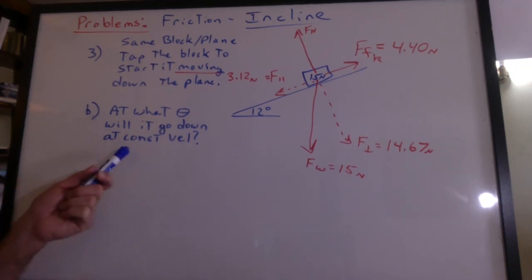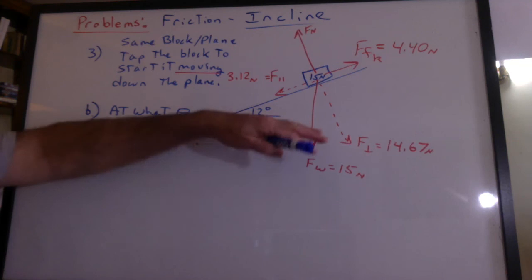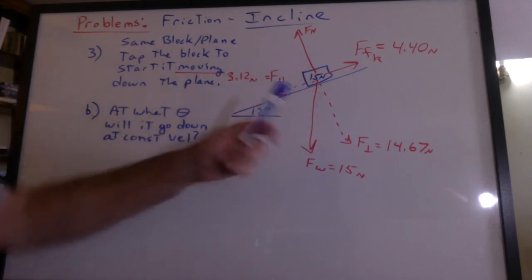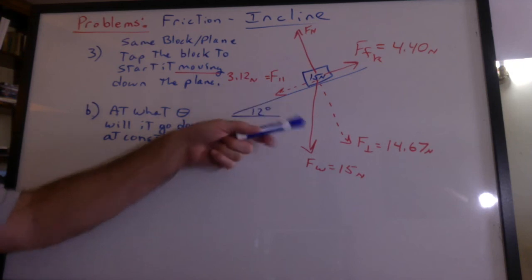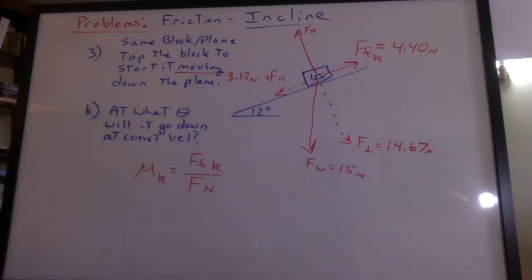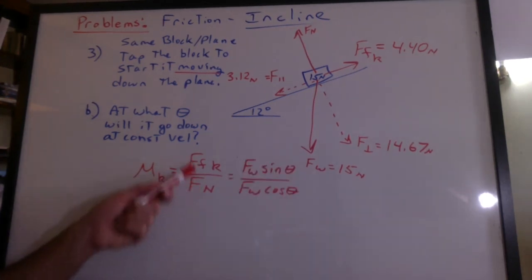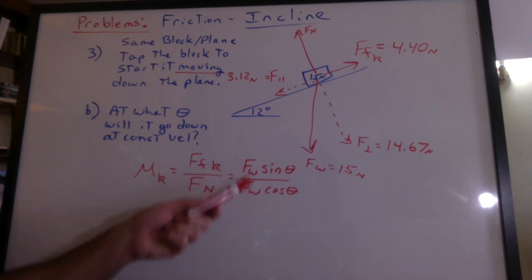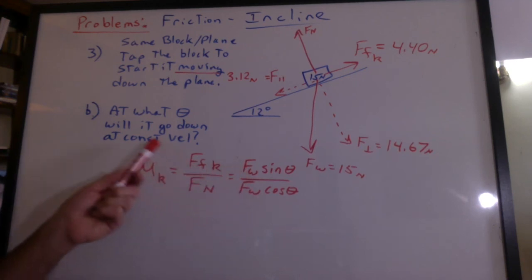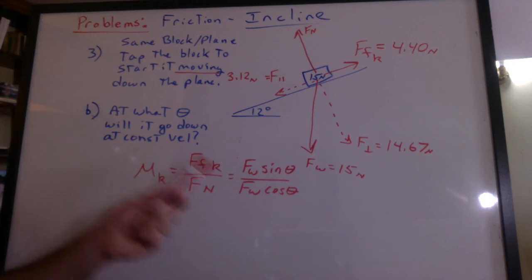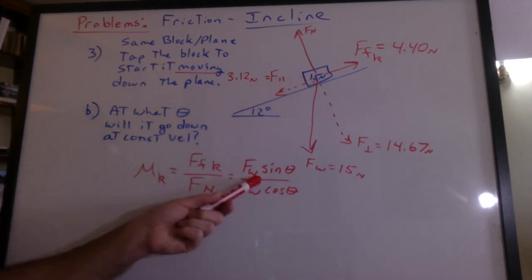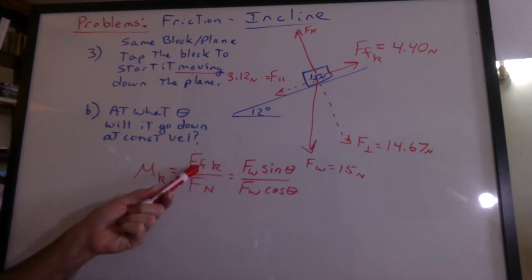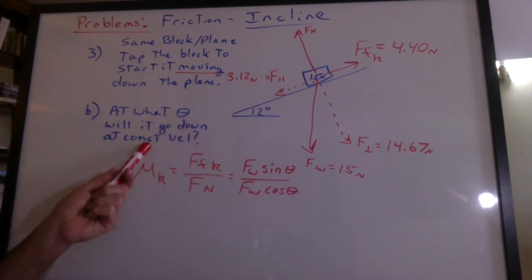At what angle will it go down at a constant velocity? We're going to now have to change this angle. That's not big enough to maintain constant velocity. We're going to have to increase the angle. We know this formula, and we know that each of these terms are equal to these terms when we're going down at a constant velocity. This is the formula for the force of gravity pulling it down the plane. That's got to be equal to the force of kinetic friction if we're moving at a constant velocity.